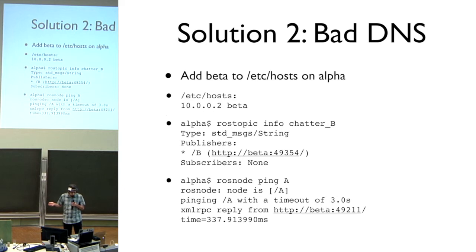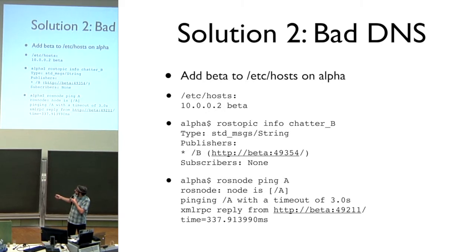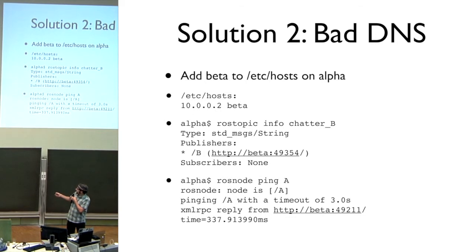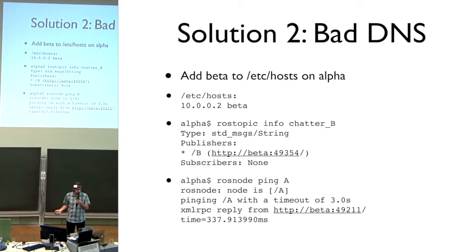The second solution to this is to actually make that hostname lookup work by adding it to /etc/hosts. So we can go into our /etc/hosts file and say IP address 10.0.0.2 is beta. We're still advertising with a node name of beta, but now when we do that ping, because it's in our hosts file, beta actually resolves to an IP address, and we can do our ping.